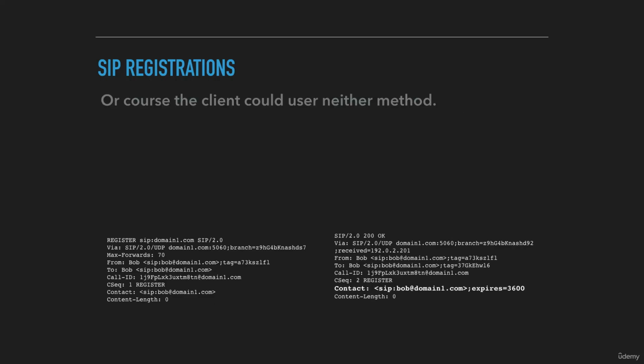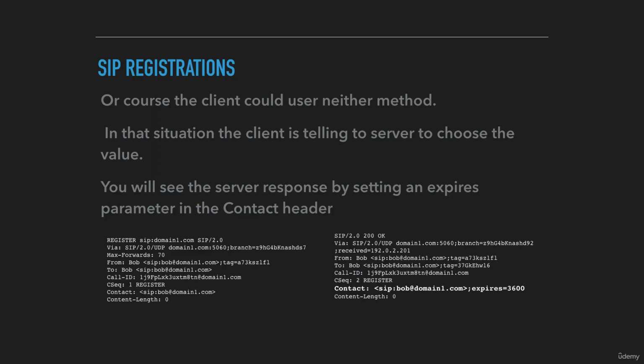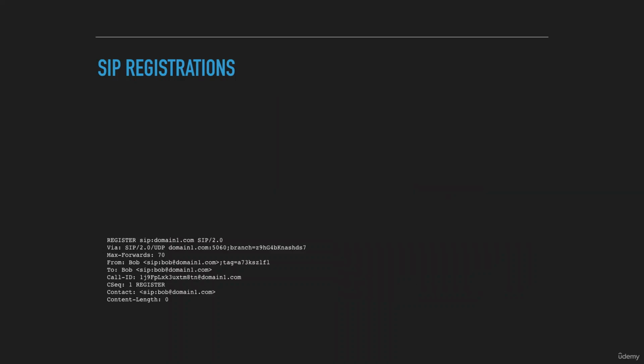Or it could do nothing. It could say, I don't want to use either method. In that situation, the client is telling the server to choose that value. So you will see the server respond by setting an expires param in the contact header field right here. And in that case, the client should receive that, and it should follow that time listed. So it will re-register within 3600 seconds.